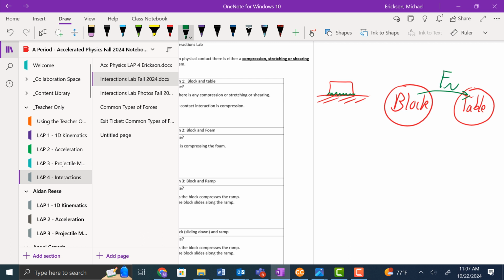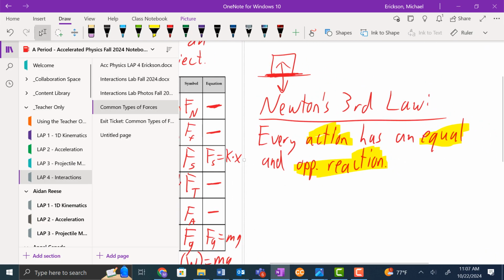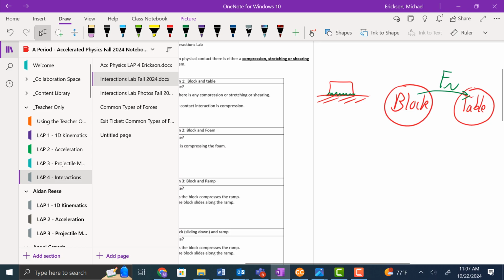Well, if y'all remember what Newton's third law is, I'm going to go back. Newton's third law, every action has an equal and opposite reaction. Whatever you put for this arrow going one way, the table puts an equal and opposite force back. So what this is looking like is the block pushes down, the table pushes back up. So let's say this is a force normal from block to table. This one is force normal table to block. They should be the same size. The only thing different is they're going the opposite direction.